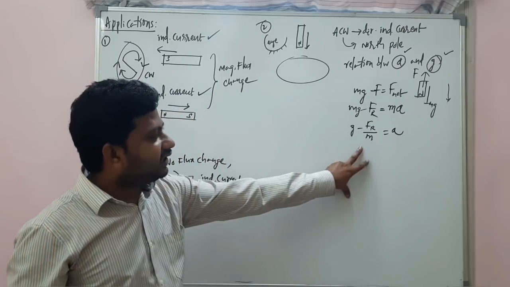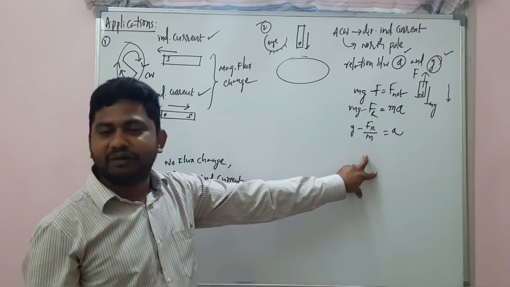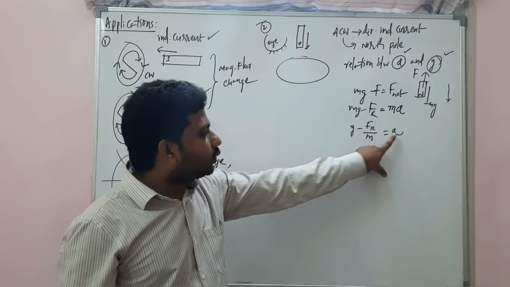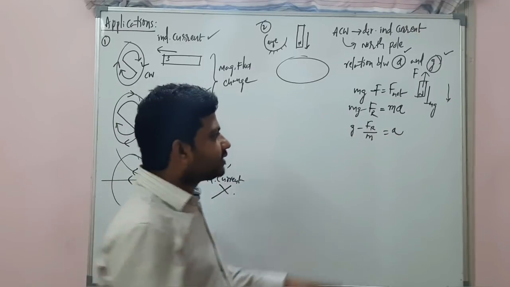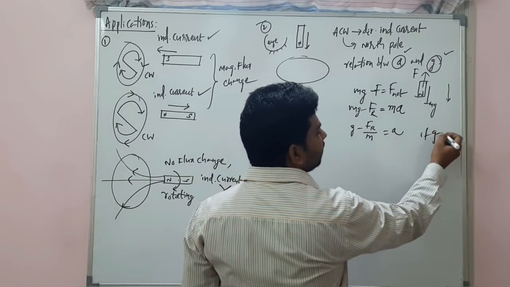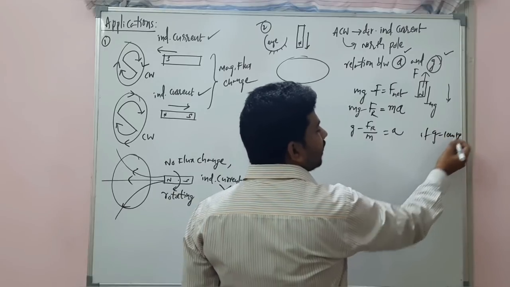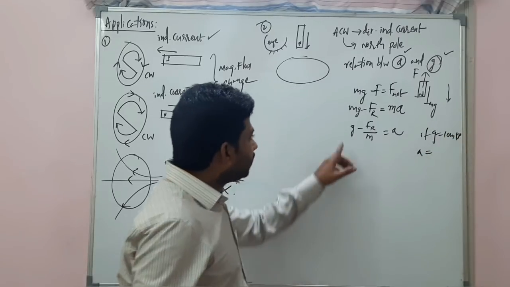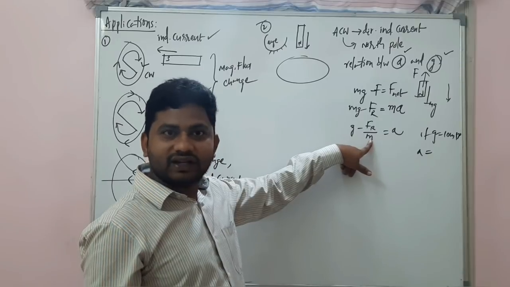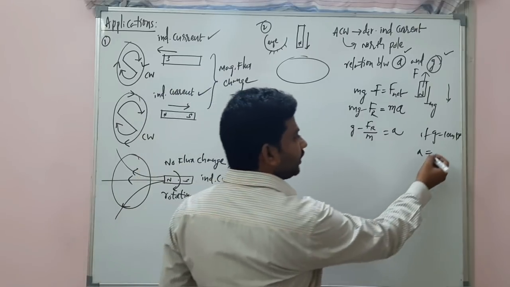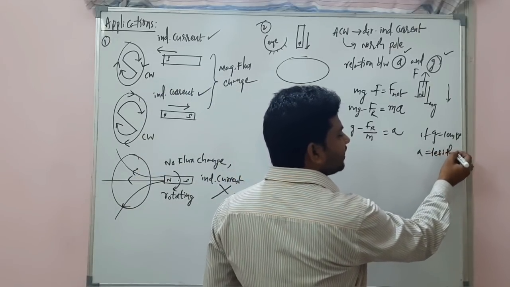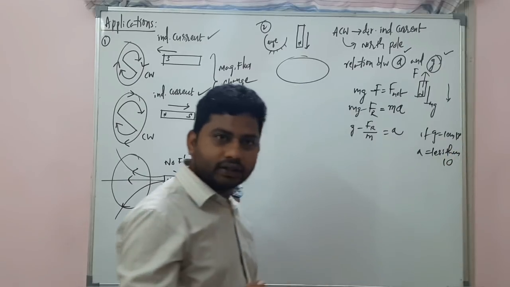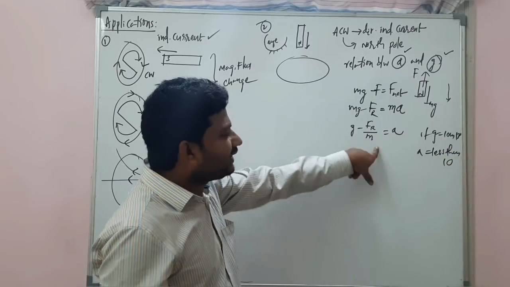If you carefully see here, my dear students, what happens? a is equal to g minus something. Imagine, for example, the g value is 10 meter per second square, and what is the a value? 10 minus something. So definitely it is less than 10. Yes or no? Definitely it is less than 10. Alright, a is equal to 10 minus something.